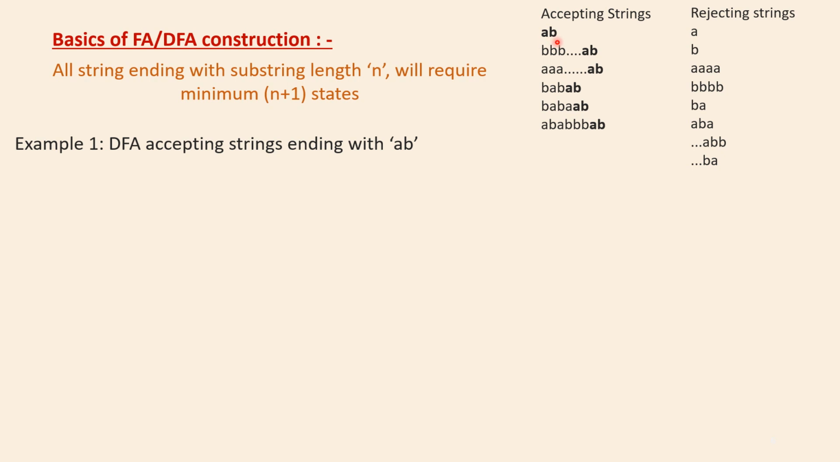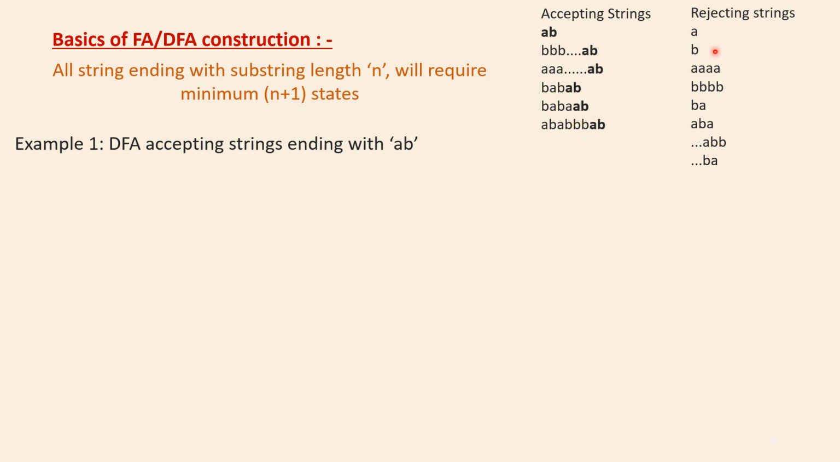So the minimum string is to be AB. If I have AB as my string, it is supposed to be accepted. If I have n number of B's ending with AB, still the string should be accepted. If I have n number of A's ending with AB, the string should be accepted. If I have n number of A's and B's, but the strings are ending with AB, then all these strings are supposed to be accepted by the DFA.